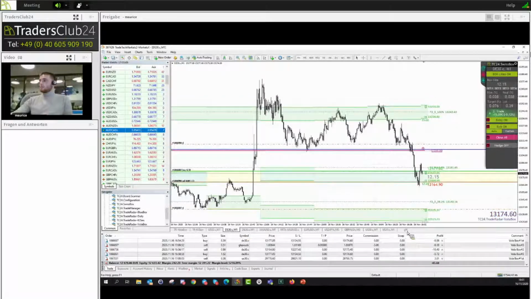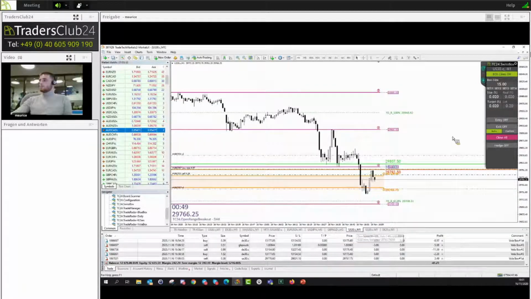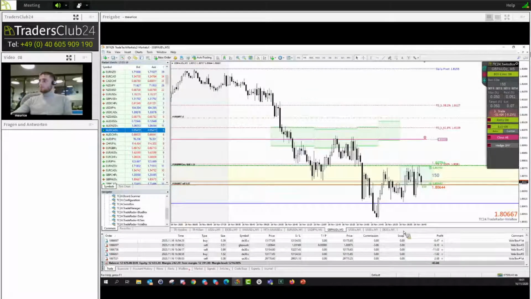There it is. Move that over here. Got 3 trades running at the moment. This box is, and we got this one, 3.